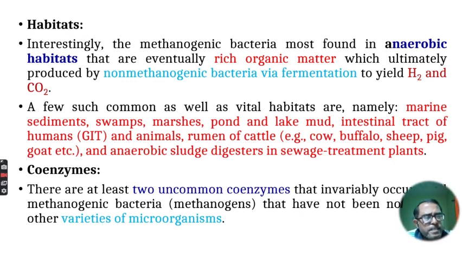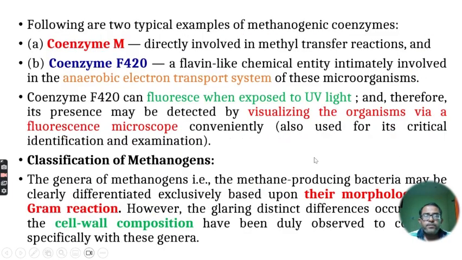When the study of this bacteria is carried out, it is found that two uncommon enzymes are present, which are only present in the methanogenic bacteria. They are not observed in any other microorganisms. They are particularly present in methanogenic bacteria only. Which are these enzymes? First is coenzyme M.